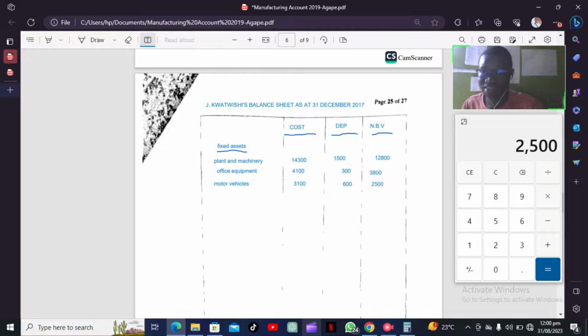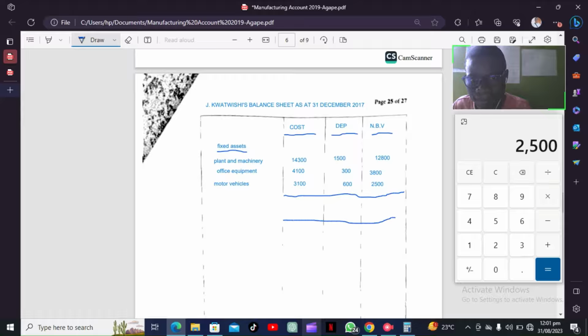Then these are the only fixed assets that we had. We only had 3 fixed assets, but if we had more, we'd have continued doing the same. So if we do not have any depreciation, just write the same cost figure as the net book value. But because we have depreciation, that's why we've included the depreciation there, and then we've subtracted to find the net book value. So now we're going to add these totals here.